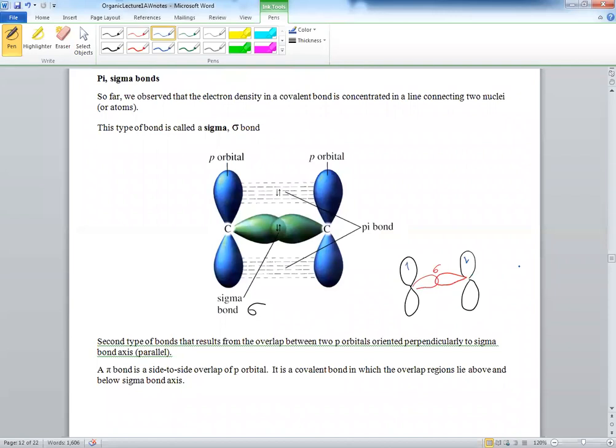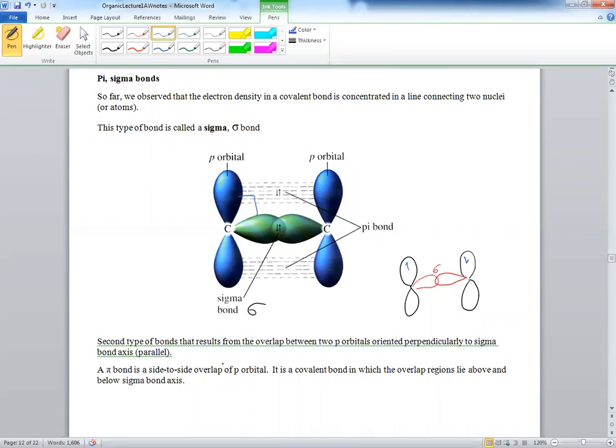Well, there's a way for them to form a bond. However, it's going to form a weaker bond because the overlap is weaker. So we said that this was a sigma bond, but then these electrons in the unhybridized p orbitals have to find a way to form a bond. This is a second type of bond that results from the overlap between two p orbitals oriented perpendicularly. The p orbitals are perpendicular to the sigma bond.